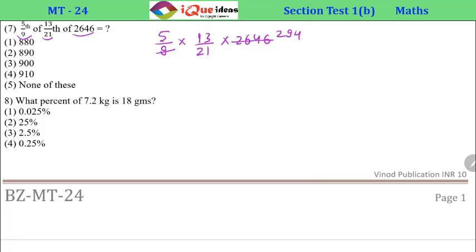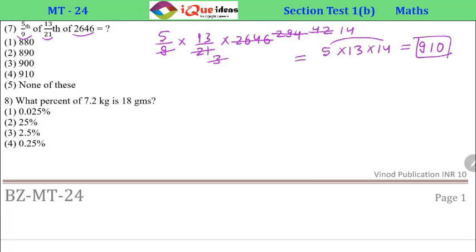Okay, no problem. But I think 7 divides 21, right? So 7 divides 21 3 times, and 7 divides 294: 7 4s are 28, then 14, 2 times. Oh, so 3 also, sorry, 21 also divides. So 3 divides 42, 14 times. So what we are left with is 5 into 13 into 14. Now 14 into 5 is 70. 70 into 13. 13 7s are 91. So 910. So the answer of this question is 910.